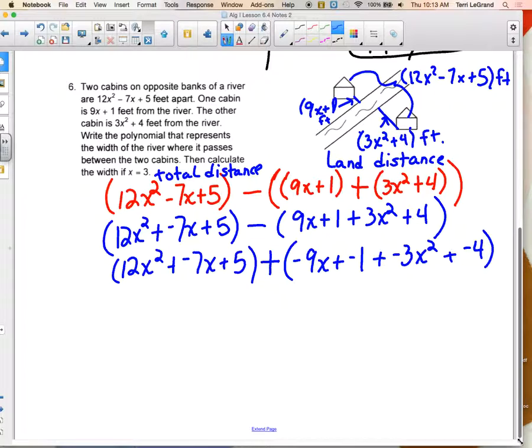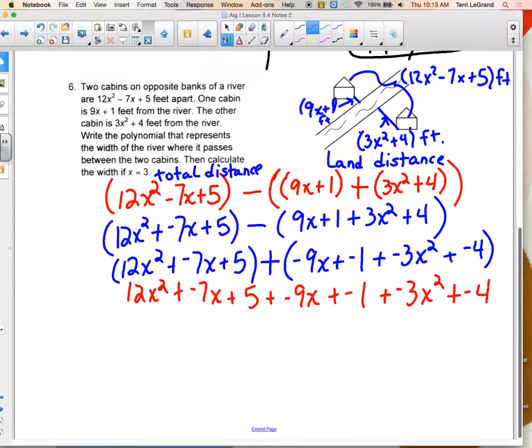Okay, now we can ditch our parentheses. We have 12x squared plus negative 7x plus 5 plus negative 9x plus negative 1 plus negative 3x squared plus negative 4. We got a whole lot of monomial terms. Okay, find the sum of all of those monomial terms. What is our polynomial river width?